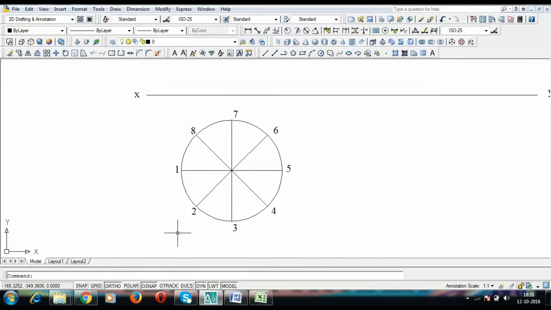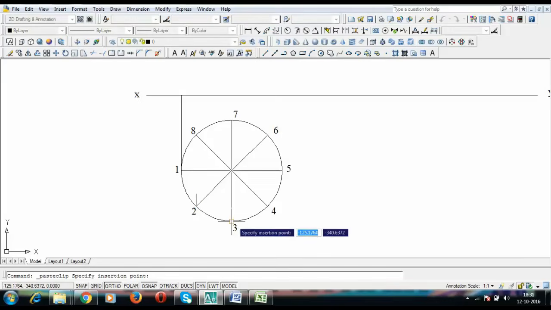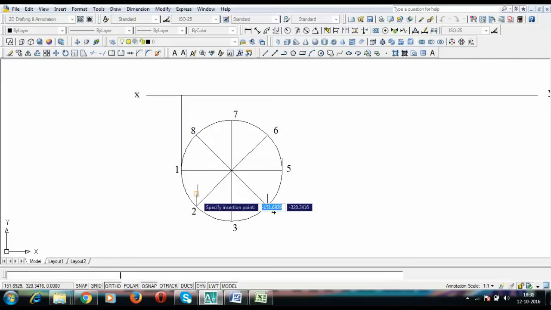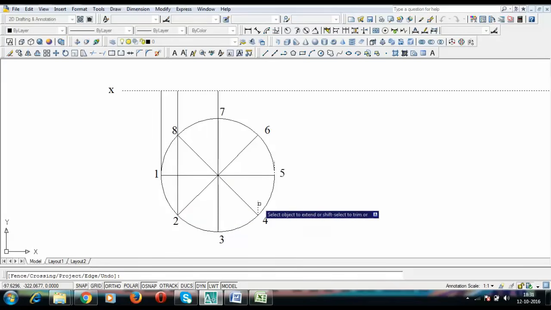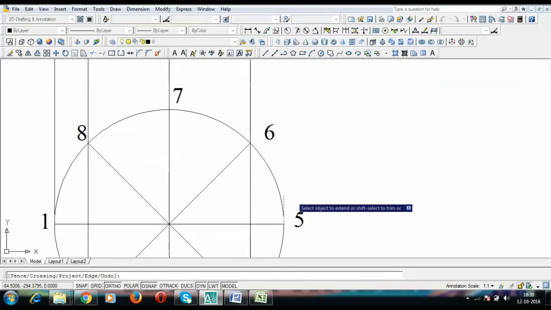Okay guys, that's exactly what I was talking about. Now that we have prepared the top view, let's go for the front view. For the front view, we need to extend lines from these points. I'm going to extend lines from 2, 3, 4 and 5. Please watch this carefully until they reach the XY line. And finally this point over here.